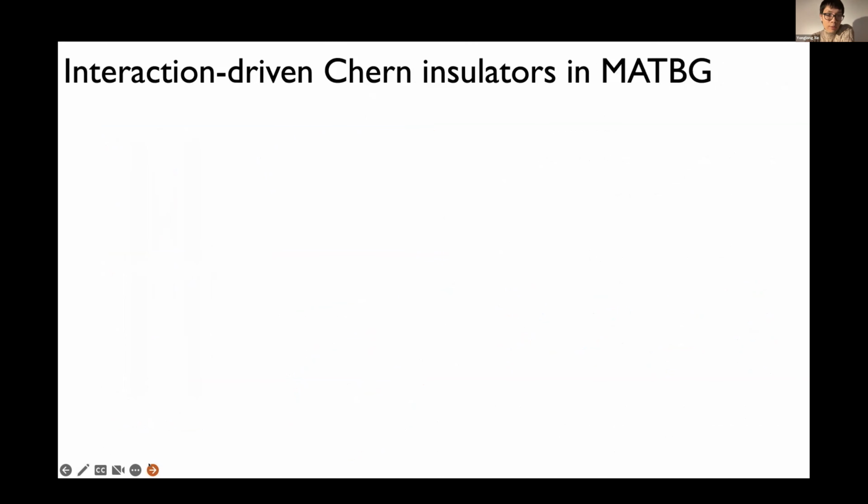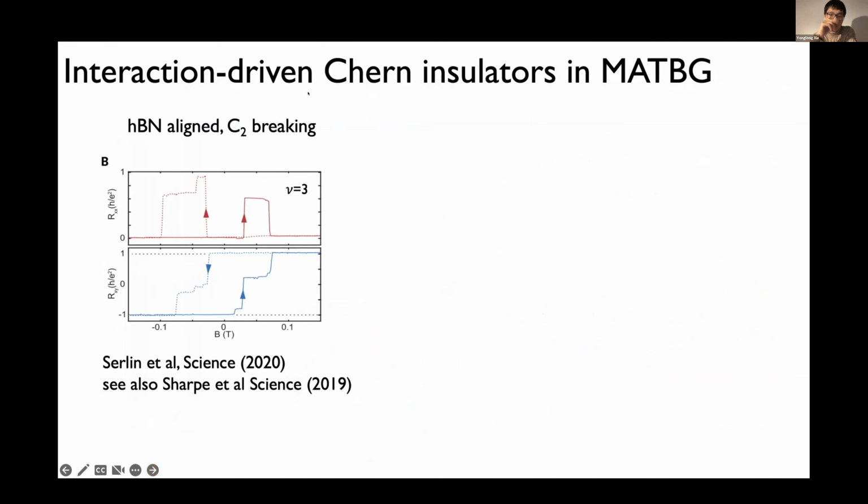And early experiments showed that this is indeed what's happening in the system. One of the first experiments was done by looking at hBN-aligned twisted bilayer graphene, and they observed quantum anomalous Hall effect at filling factor 3. Basically, of those bands you fill 3 out of 4. And the fact that you see quantum anomalous Hall effect means that you indeed have a Chern insulator.